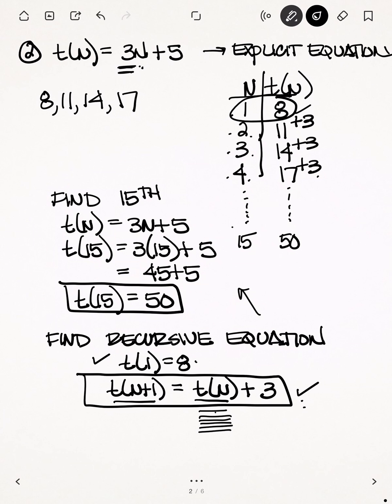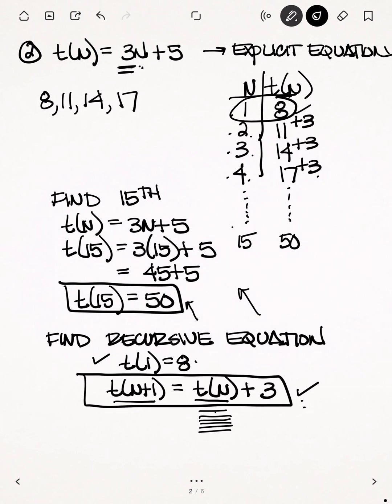Where up here, I was able to find my 15th term by just substituting 15 into this equation. So you can kind of see the difference between an explicit equation, it tells me a lot more information really fast, and a recursive equation, where you have to know the term right before the one you're looking for, or you're going to have to do a lot of work to get there.